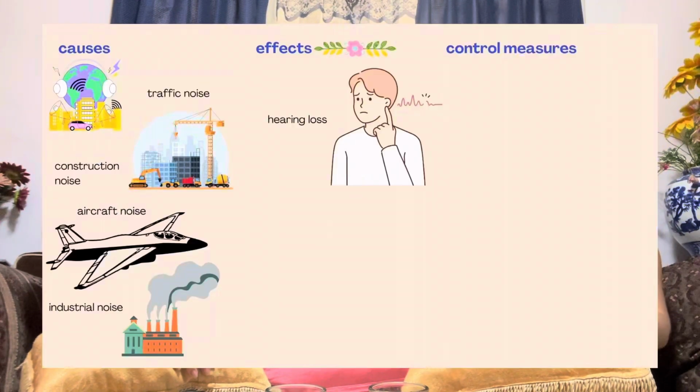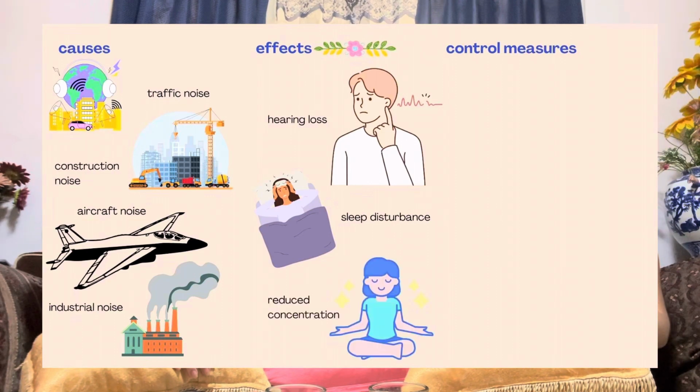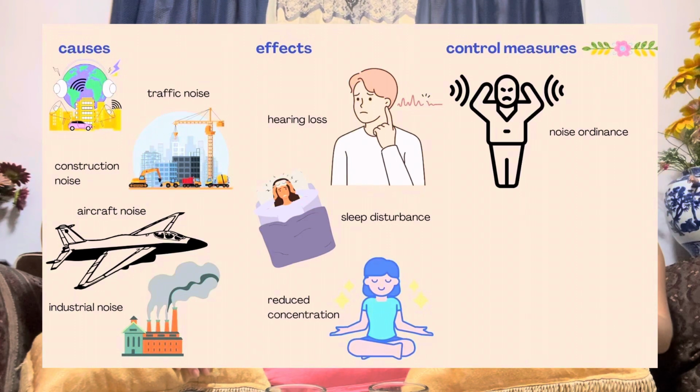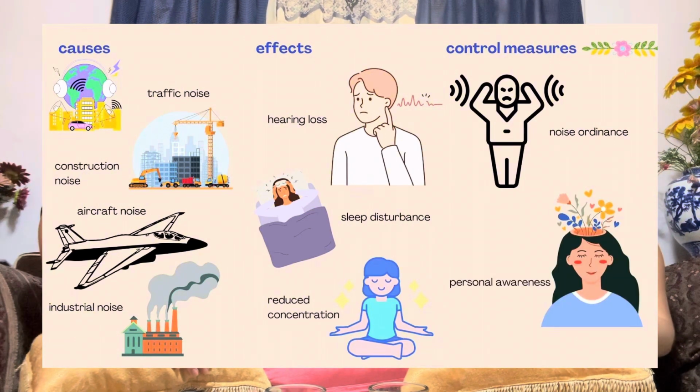So, for the effects of noise pollution, we have hearing loss, sleep disturbances, and reduced concentration. So for the control measures, first we have noise ordinance, and lastly we have personal awareness.